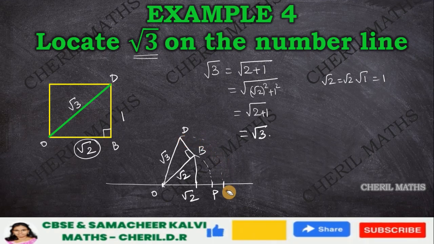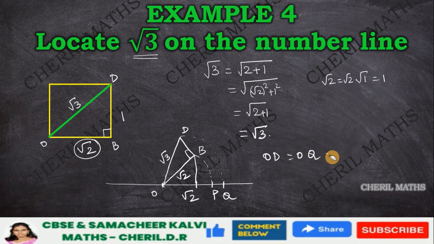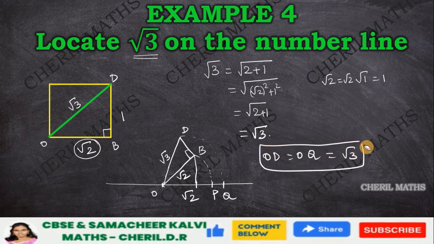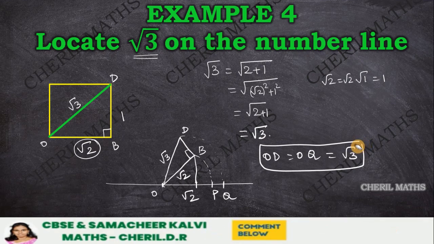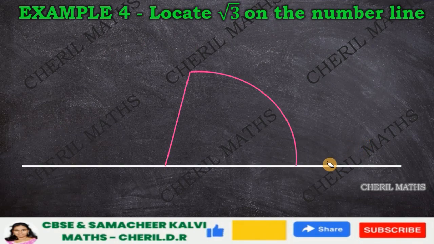So I'll get OQ. Now what will we have? We will have OD equal to OQ, which will be equal to root 3, and thus we can draw it on the number line. Okay, so can we check how it is being done on the number line?